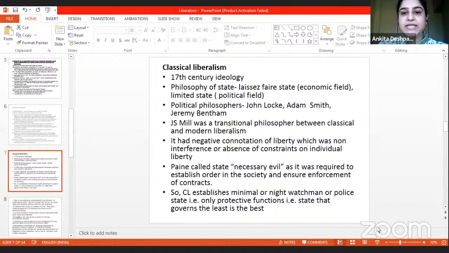Liberalism. So basically, I was telling you the philosophy of the state is laissez-faire. Laissez-faire means open market. Do whatever with the opportunities given to you. If you utilize them, make a good life for yourself. All the profit and success is yours. If you are a failure, the failure is yours. The state is not responsible. The state has a very limited role. Who are the political philosophers? John Locke, Adam Smith, and Jeremy Bentham.